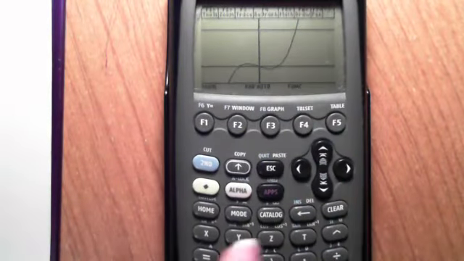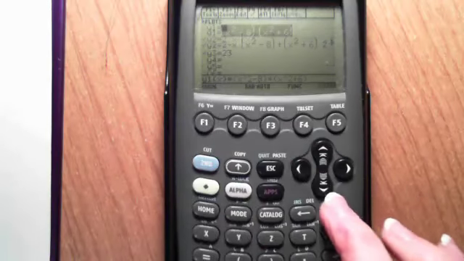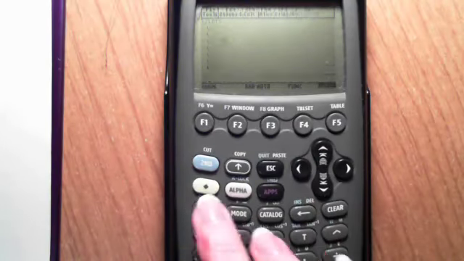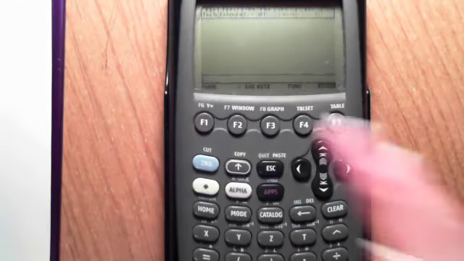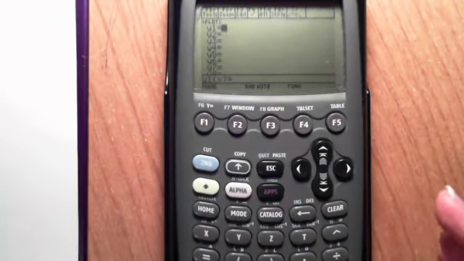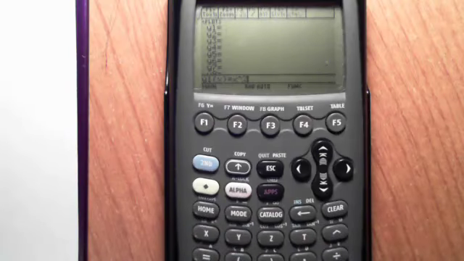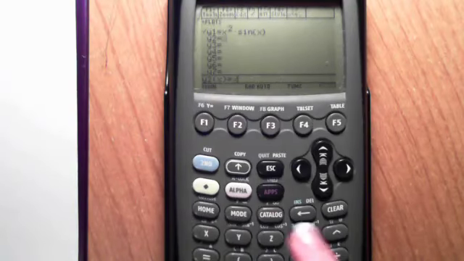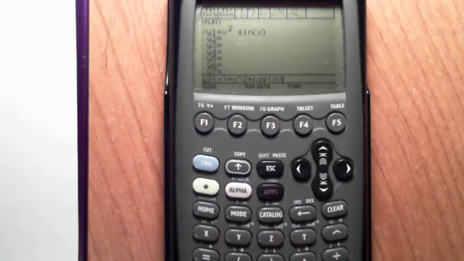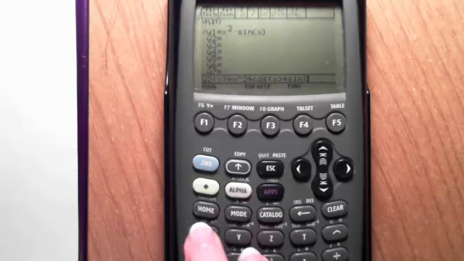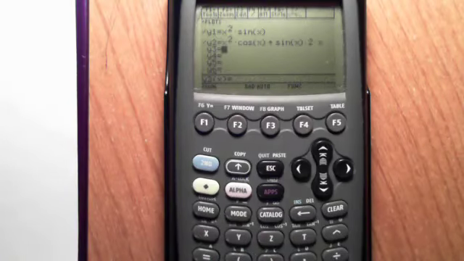We will clear out what's in there. On the home screen, we'll clear out and go back to our y editor. y1, remember, is your original curve, x squared times the sine of x. y2 is the derivative, which is x squared times the cosine of x plus the sine of x times 2x.